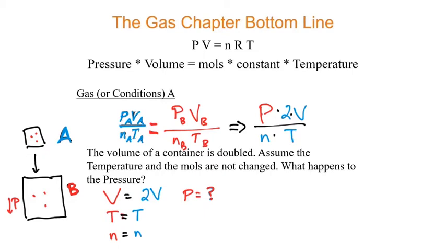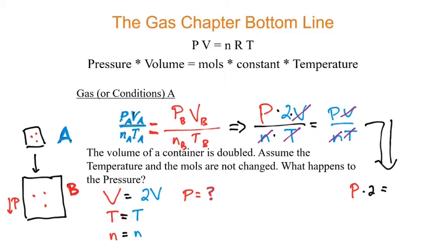Now I can complete this equality. This was PV over NT. Hopefully you notice that our moles are the same on both sides of the equation, so I can multiply both sides by N and those cancel algebraically. The temperature does the same thing, and the volume would also do the same thing. That expression now turns into P times 2 equals P, where red P and blue P.